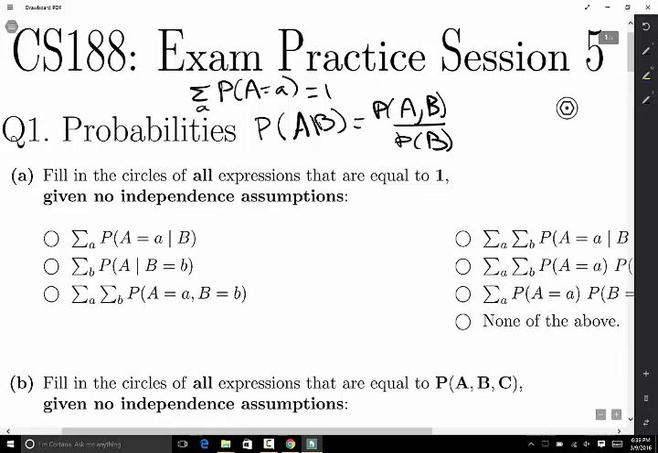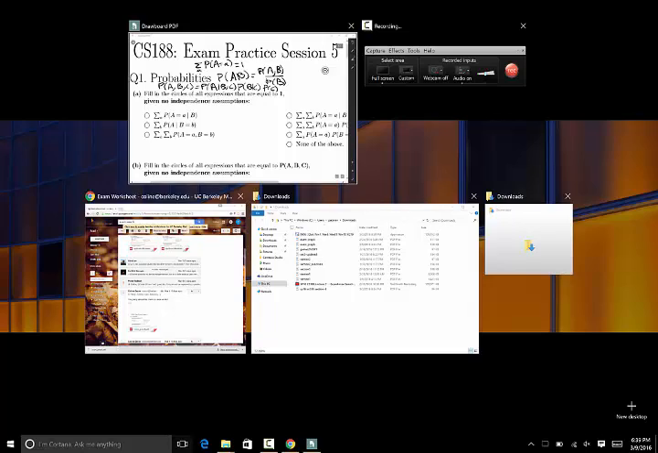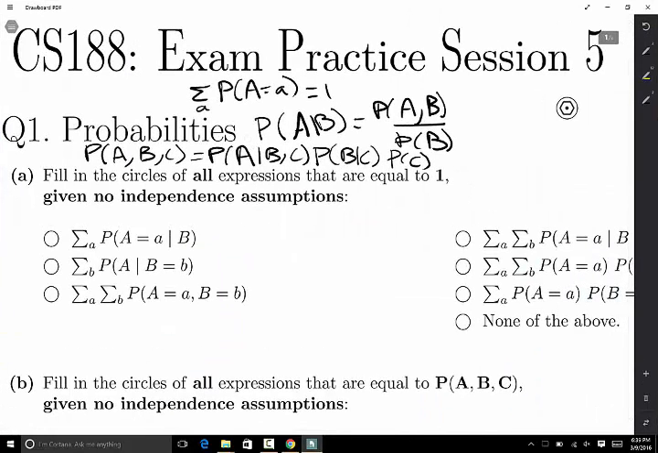The chain rule, which is the probability of A and B and C can be decomposed into probability of A given B and C times the probability of B given C times the probability of C. And these are the main rules that are useful for the beginning. So now here we're trying to find, for part A, which of these expressions sum to 1.